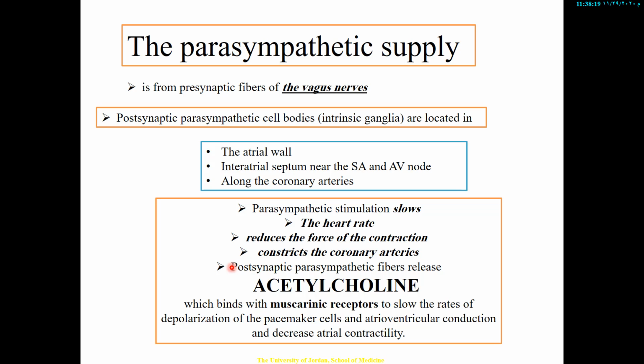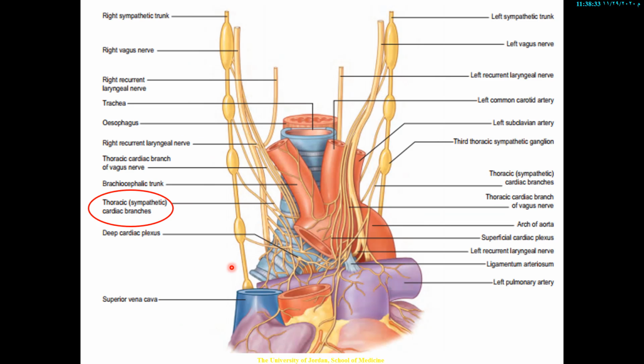Now, as we mentioned, the cardiac plexus has in it sympathetic and parasympathetic. The parasympathetic here, you don't need to think about it twice. It is the vagus nerve. Let's go back here and see. This is the vagus nerve, and the vagus nerve would certainly give branches. This is the contribution from the vagus nerve to the cardiac plexus.